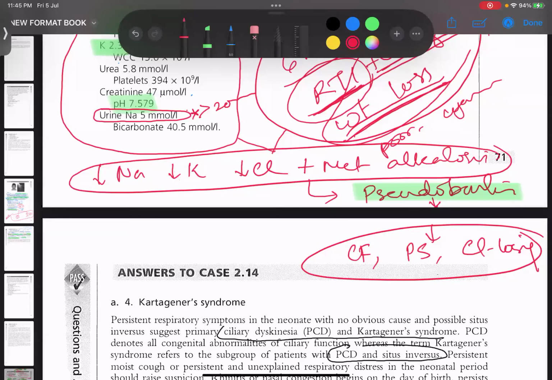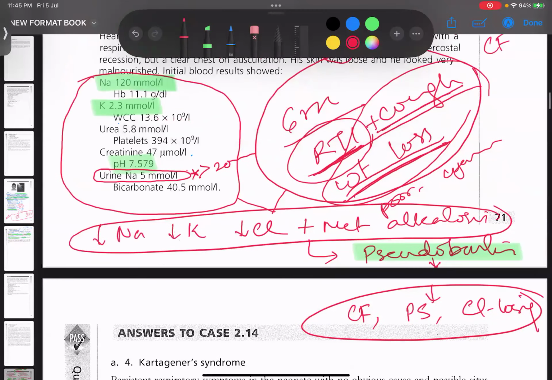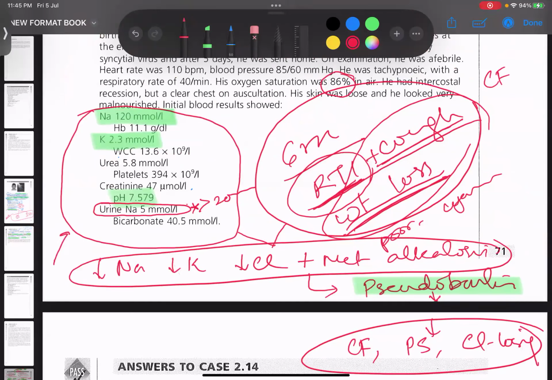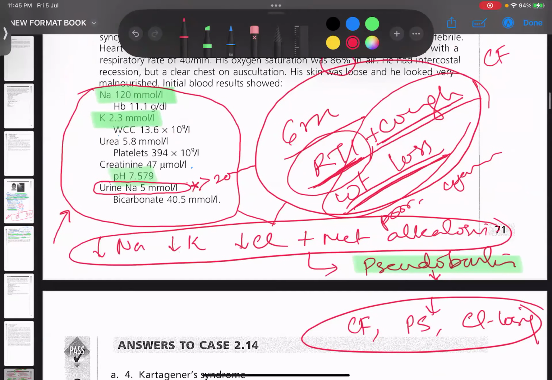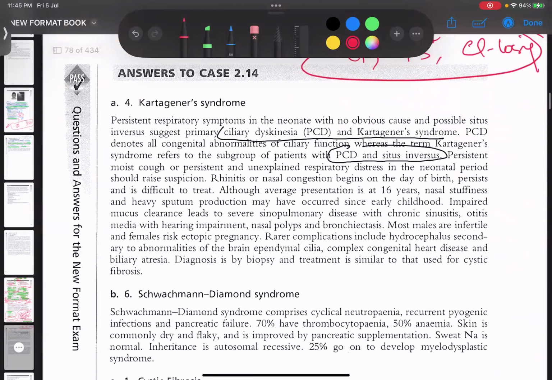One is frequent episodes of cyanosis, respiratory tract infection, and on general examination, you may find clubbing of fingers. So whenever we see cyanosis, we consider that maybe it's a congenital heart disease, but then considering the history, we have to go on excluding one by one. And these investigation findings are absolutely diagnostic of pseudo-Bartter. So the first one was cardiogenic syndrome. Basically, they said situs inversus along with features suggesting primary ciliary dyskinesia and cardiogenic syndrome, etc.